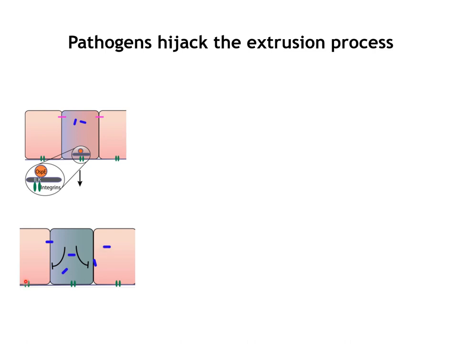So the cell generally was going to extrude because it's sick. Now it's not going to extrude because the bacteria use it as a way to go and invade other cells, by taking over the process of the extrusion via the integrins, via the focal adhesion. So let me show you what they talk about in the paper.